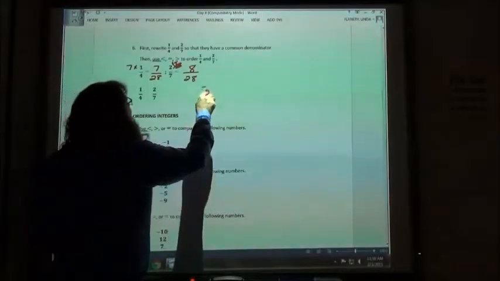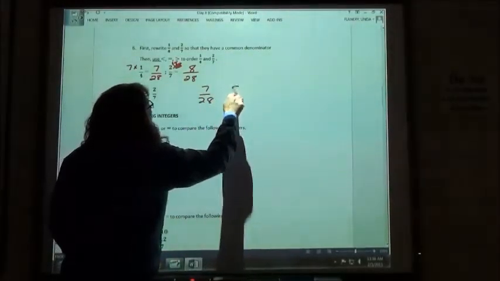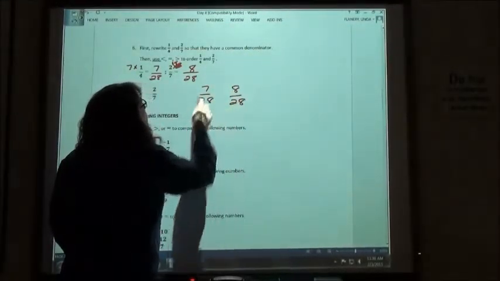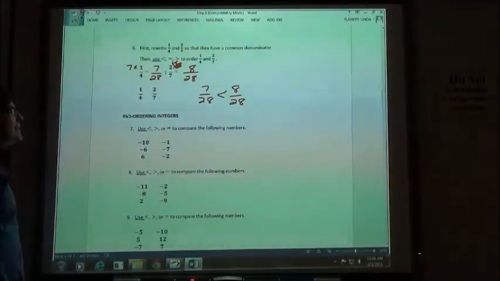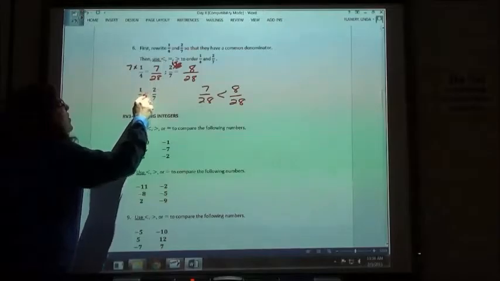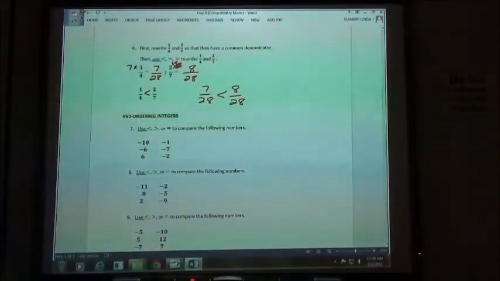I'm comparing 7 28ths to 8 28ths. We know that 7 is less than 8, so 7 28ths is less than 8 28ths. That means 1/4 is going to be less than 2/7.